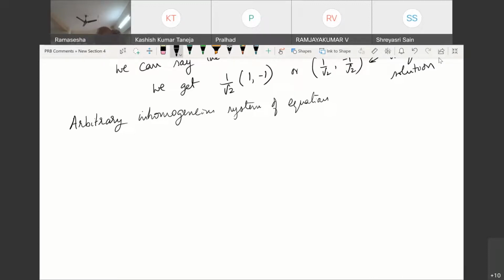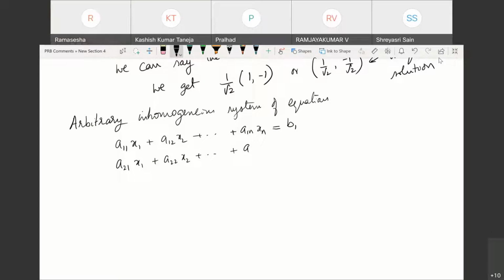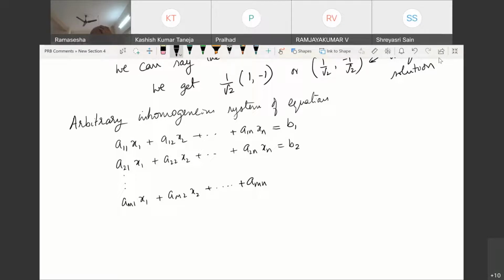So this system is actually given by, say, a11 x1 plus a12 x2 plus a1n xn. That means there are n unknowns. It is equal to b1. Then I have a21 x1 plus a22 x2 plus a2n xn equal to b2. And maybe I can write it as am1 x1 plus am2 x2 plus amn xn.